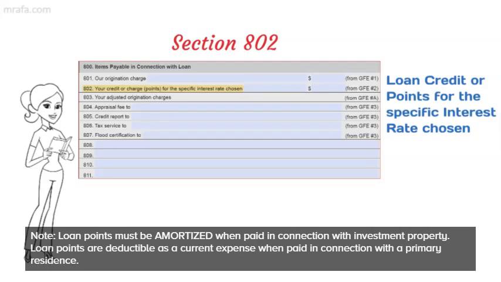So let's say we have $4,000. We chose the 2,000 points for a $200,000 loan. We can only expense that for the 30-year term, if that's our loan term is 30 years.